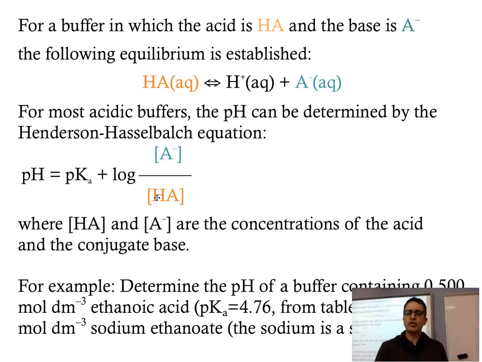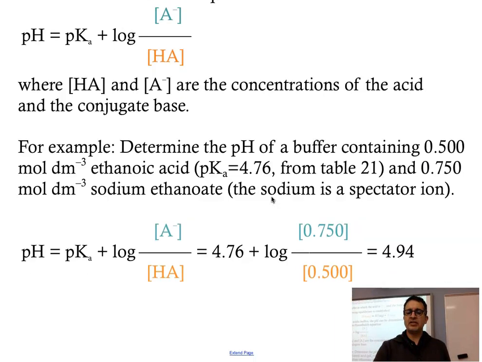So here, let me show you on this example how to calculate the pH of a buffer. If we have a particular buffer that happens to be composed of half molar ethanoic acid and 0.75 molar sodium ethanoate, we have our acid, we have the concentration of our acid, so we've got our HA, and we've got the sodium ethanoate. The sodium is just a spectator ion, so we do not need to worry about sodium itself. We only worry about the ethanoate.